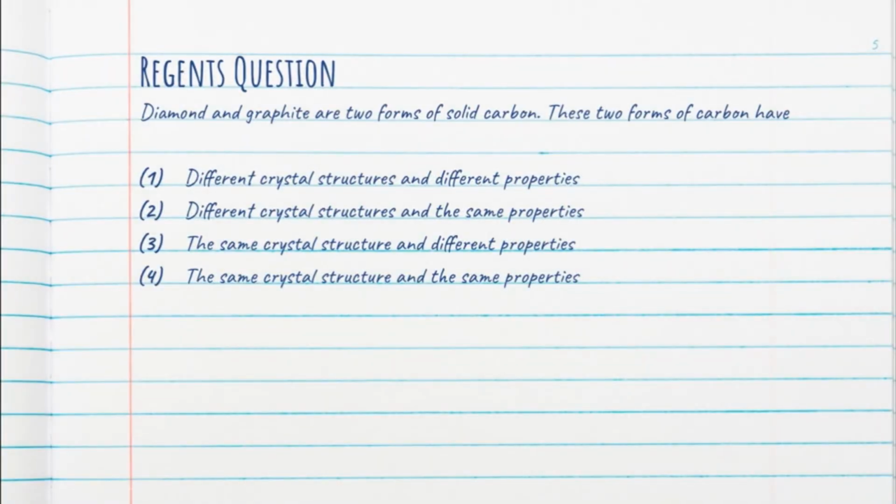On to our first Regents question. Diamond and graphite are 2 forms of solid carbon. These two forms of carbon have... So diamond and graphite are clearly very different. They look different and they have different properties. Their difference in structure is what gives them these different properties. So the answer is choice 1.